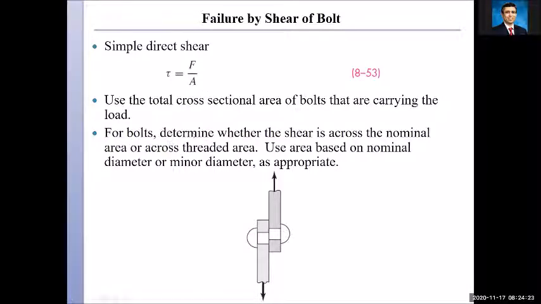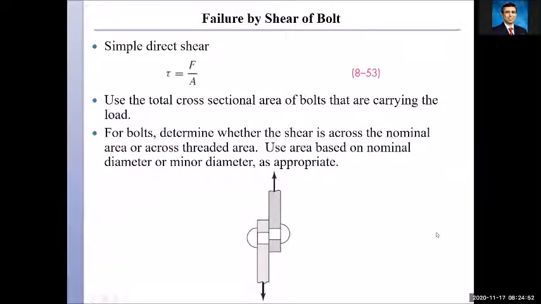For the bolts, determine whether the shear is across the nominal area or across the threaded area. So when I use this area, should I use the nominal or the threaded? It depends on my shear plane. Is my shear plane going through a nominal area or a threaded area? And I use the area based on the nominal diameter or the minor diameter as appropriate.